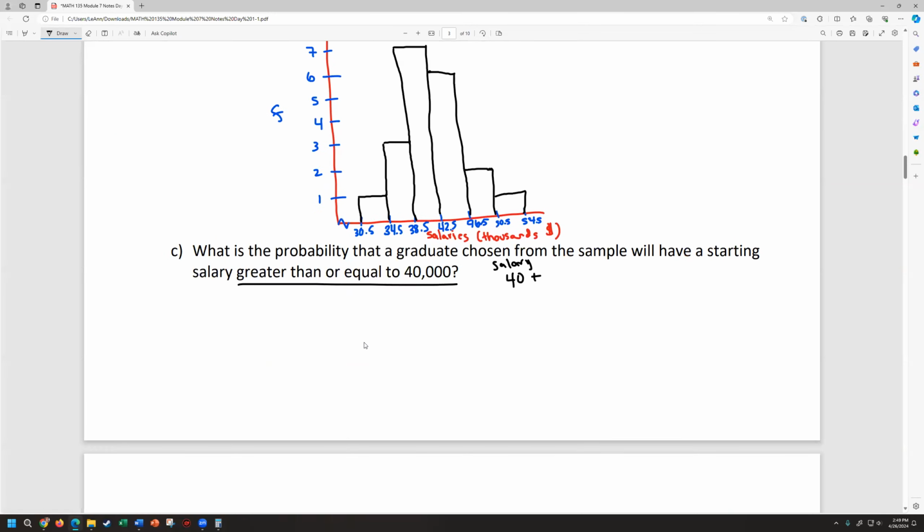So out of all 20 graduate salaries, 13 out of 20 of them had a salary that was greater than or equal to 40K. Okay. And we can leave that in fraction form since they didn't have us go to decimals, but you could also, if you wanted to talk about it as a percent, which they didn't say, they said probability, divide that to get the decimal and then convert it to a percentage.